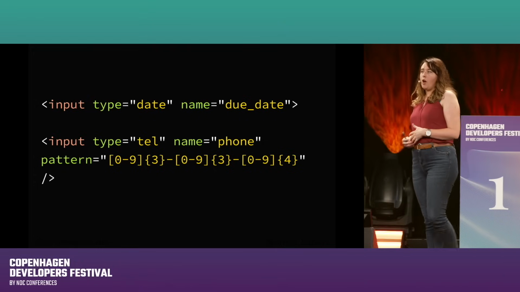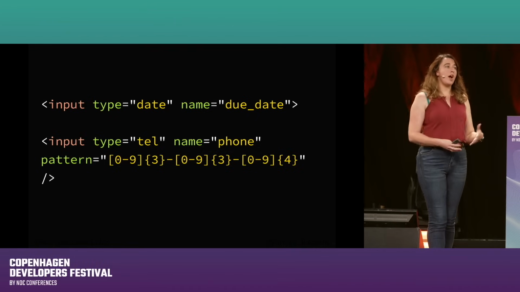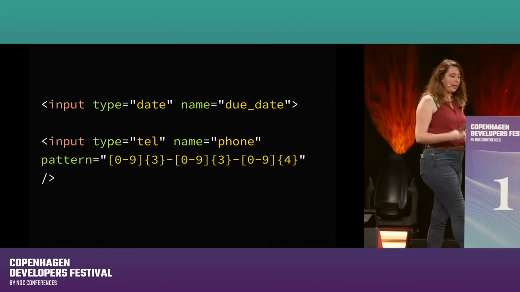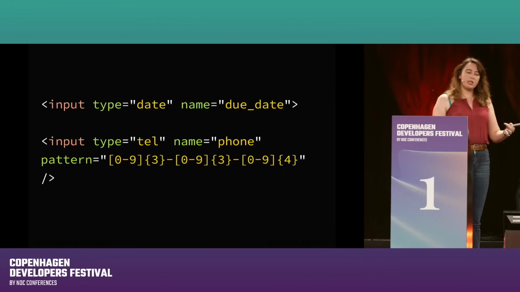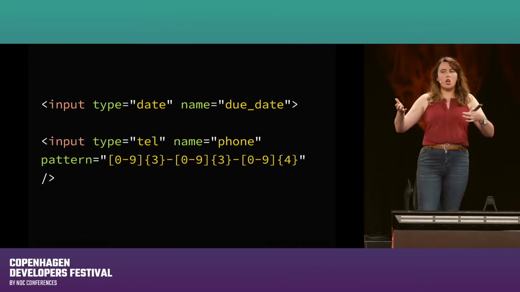We can also define formats for things like telephone numbers. We can define a pattern for how we expect it to be filled in. So this is really useful for things like if we want to get a country code along with a phone number.